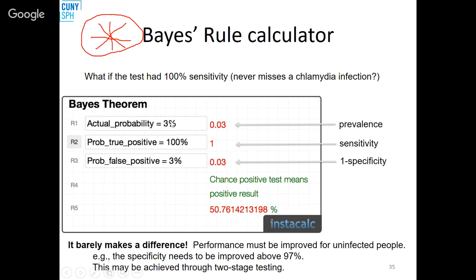Applying the test to a population of higher prevalence can improve the PPV significantly. And improving the specificity or the false positive rate, its performance on the negative cases, can help. But improving its performance on the true positive cases is not going to help the PPV. Thank you for asking. That's a point that I want to drive home.